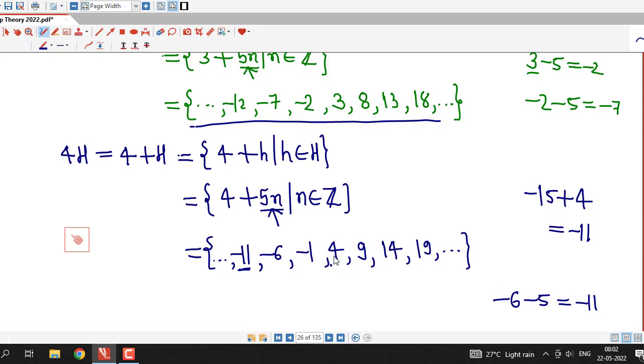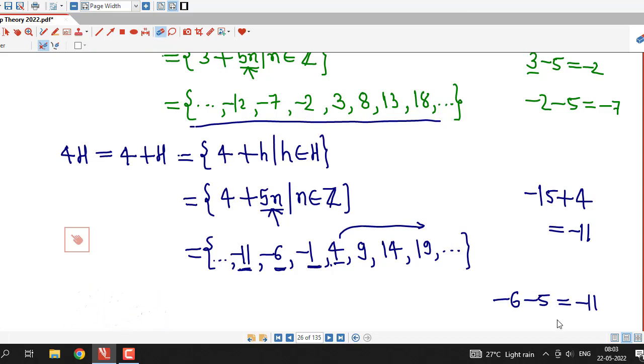So we can check. We subtract 5 from 4, we have 4 minus 5, minus 1, then minus 1 minus 5, minus 6, minus 6 minus 5, minus 11, and in this direction we are adding 5. 4 plus 5, 9, 9 plus 5, 14, 14 plus 5, 19, and suppose I take n equal to 3, I will have 4 plus 5 into 3, that is 4 plus 15, that is 19. So now this is correct.